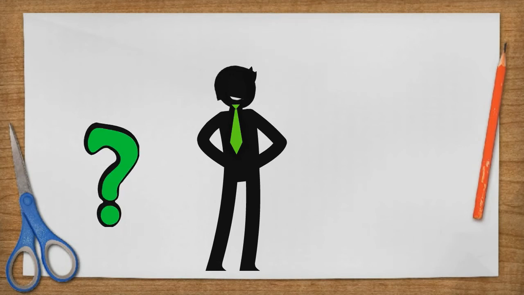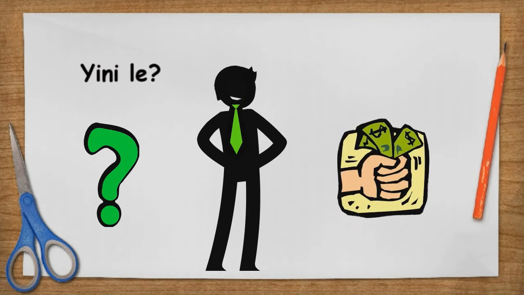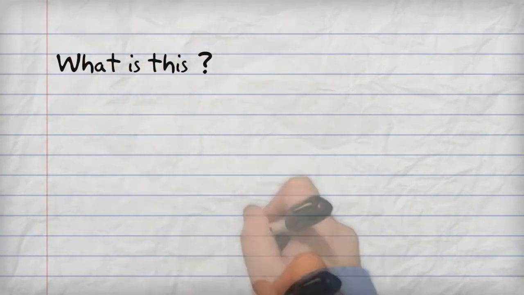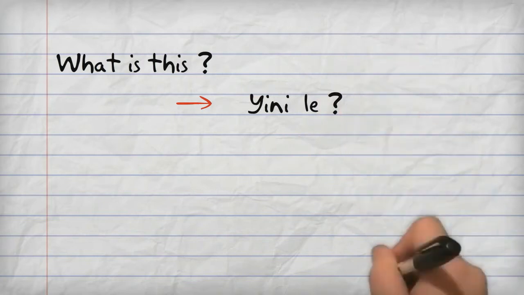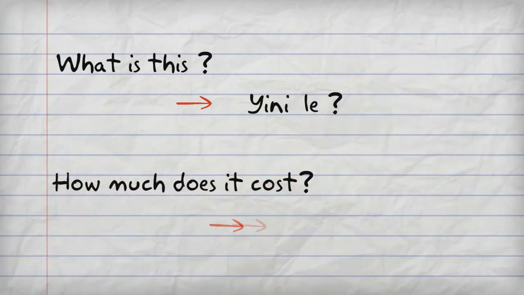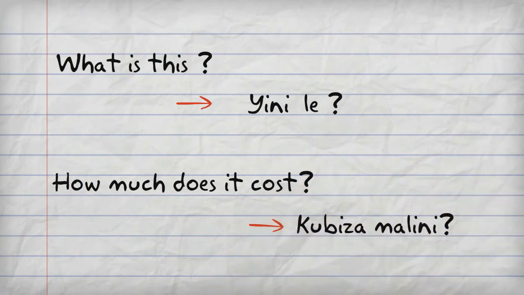Today, we're learning how to say, what is this? And how much does it cost? Are you ready, kids? To ask, what is this? We say, yini le. And to ask, how much does it cost? We say, kubiza malini.